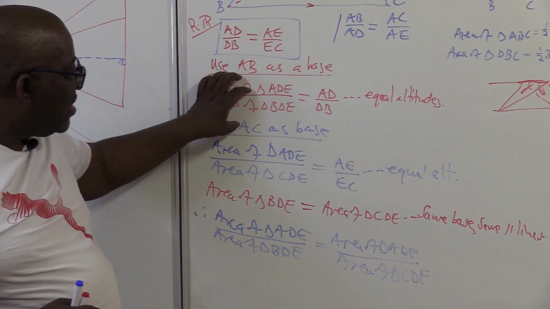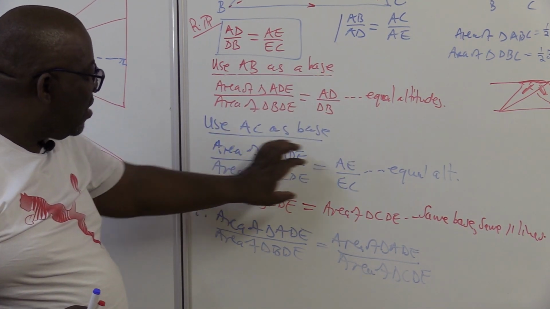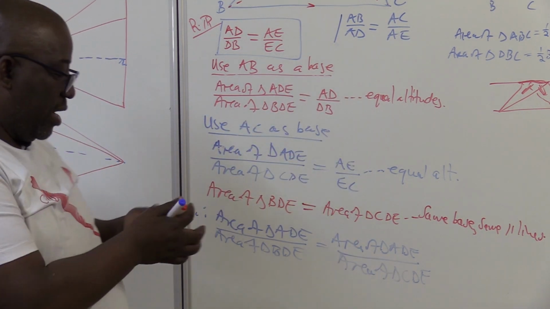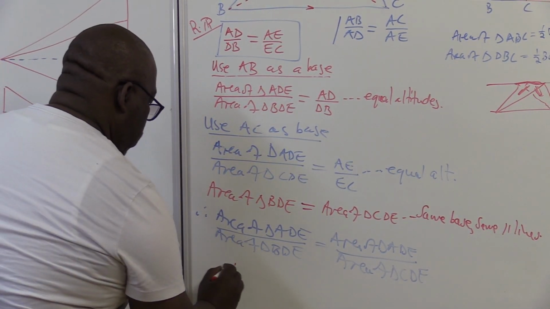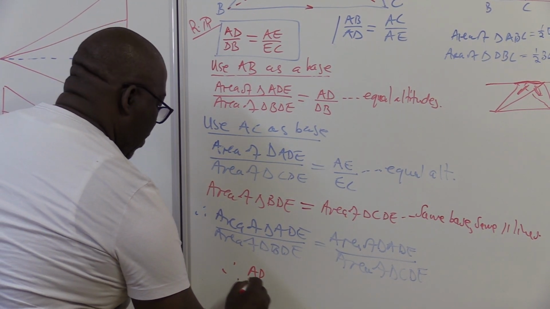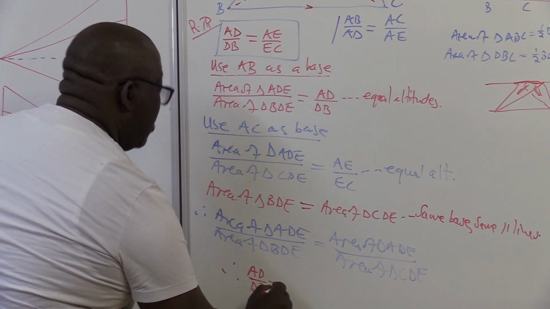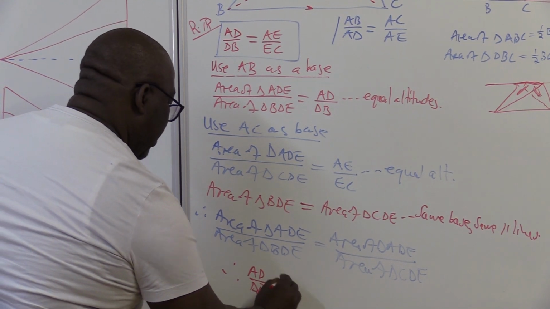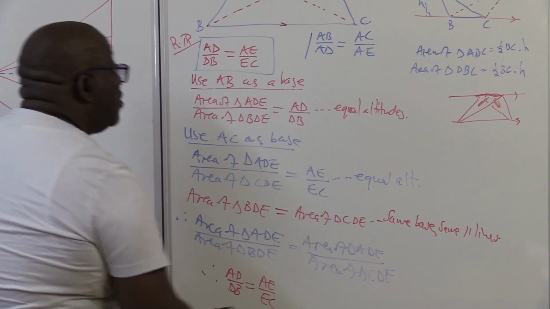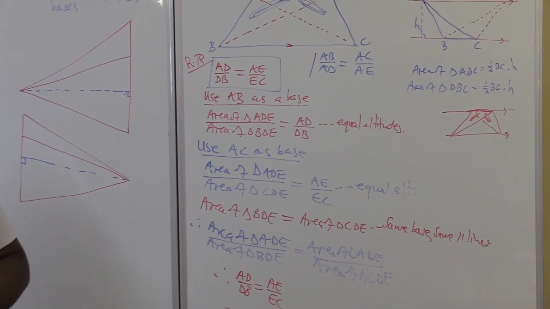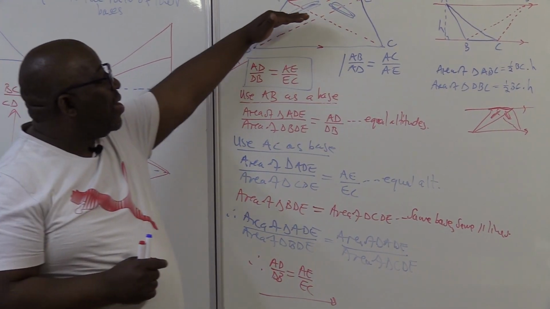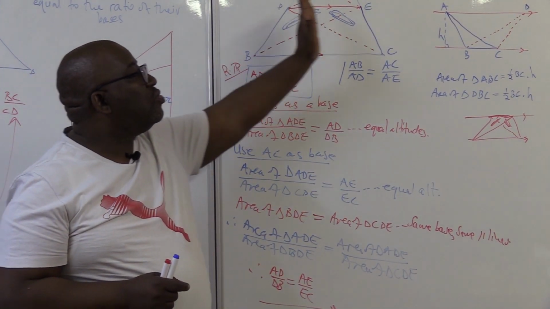Now because this is equal to that, and this is equal to that, and this one is equal to that, therefore these two will be the same. Therefore, AD over DB will be equal to AE over EC. So this is how you go about proving this theorem called the proportionality theorem: a line drawn parallel to one side of a triangle divides the other two sides proportionally.